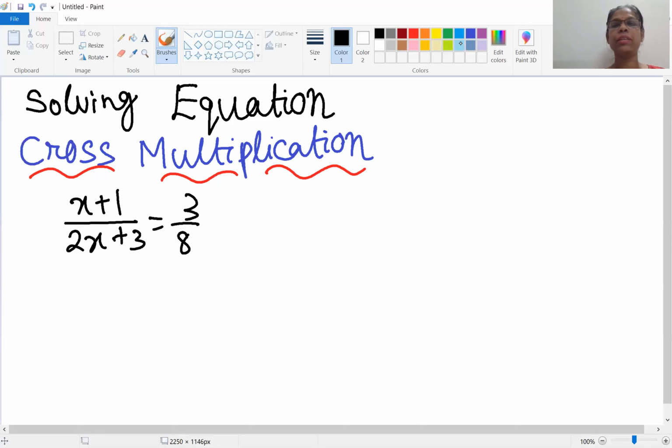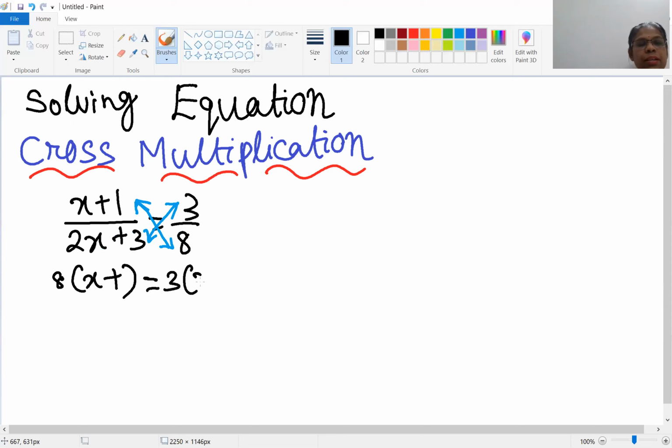I have my value here. So what will I do here? This is a statement. So how to do it? I can solve this statement by doing cross multiplication. I have to multiply this 2 and multiply this 2. How to write it? I am going to show it here: 8 multiplied by (x plus 1) is equal to 3 multiplied by (2x plus 3).